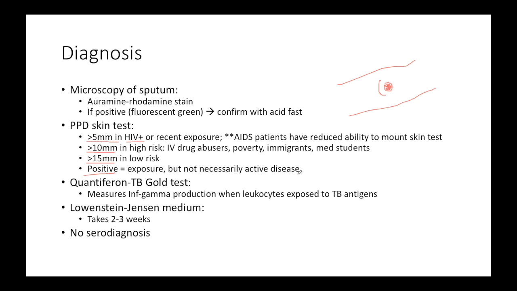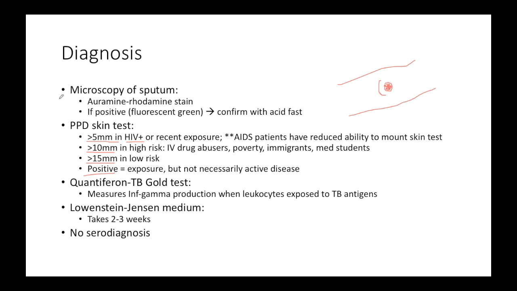Other things you can use for diagnosis include the QuantiFERON-TB Gold test. This one measures the interferon gamma production when leukocytes are exposed to TB antigens. And then, like I mentioned before, there's the Lowenstein-Jensen medium, but this takes 2 to 3 weeks, maybe even up to 6 weeks in some cases.